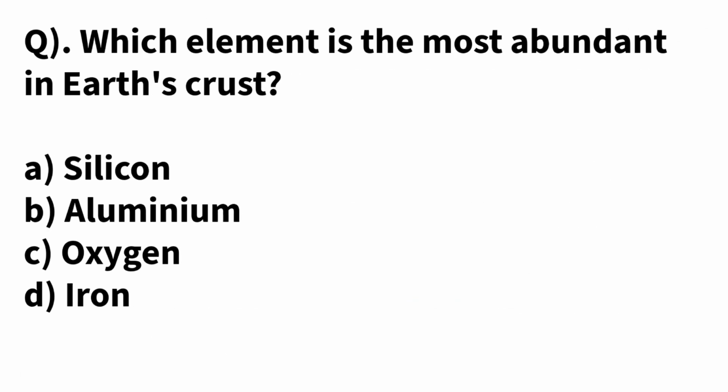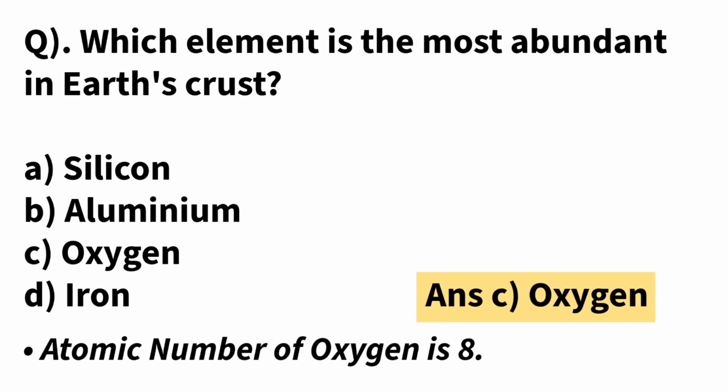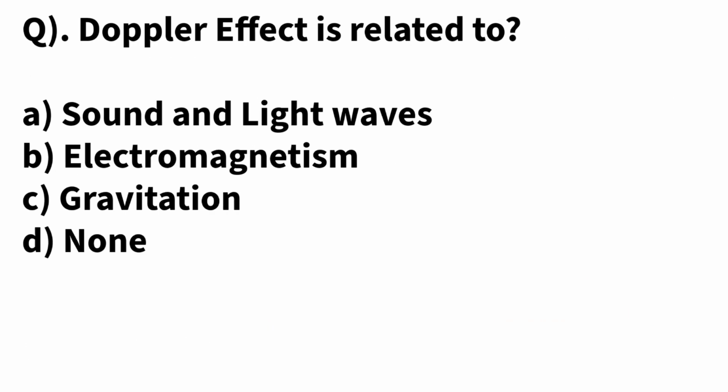Which element is most abundant in Earth's crust? The answer is option C, oxygen. Atomic number of oxygen is 8.